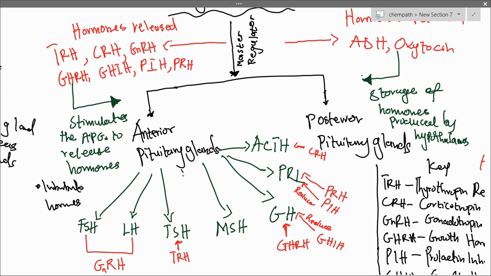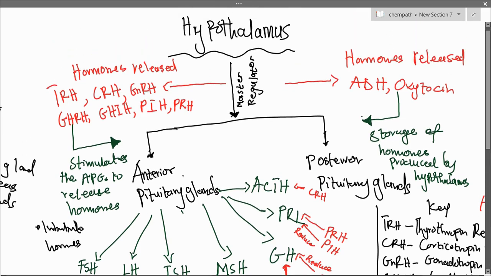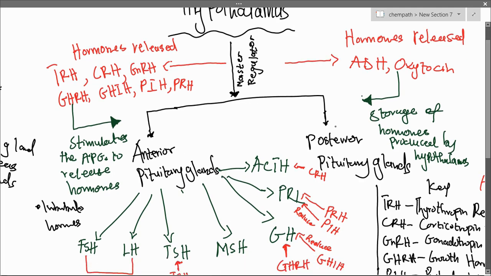Now when we talk about the posterior pituitary gland, it does not synthesize or release any hormones. The main purpose of the posterior pituitary gland is hormone storage. The hormones stored in the posterior pituitary gland are antidiuretic hormone and oxytocin. You can see from the diagram here that antidiuretic hormone and oxytocin are stored. So hormones produced by the hypothalamus are stored in the posterior pituitary gland, and as a result, the posterior pituitary gland does not further synthesize any more hormones.